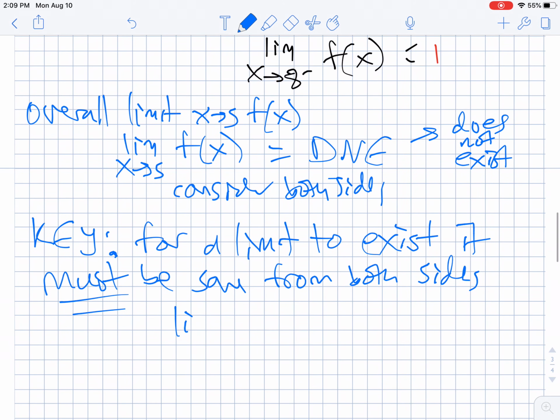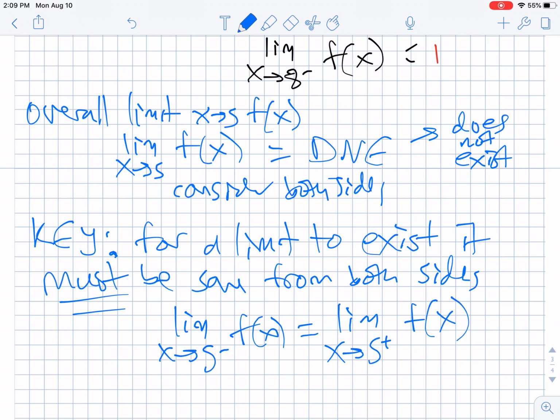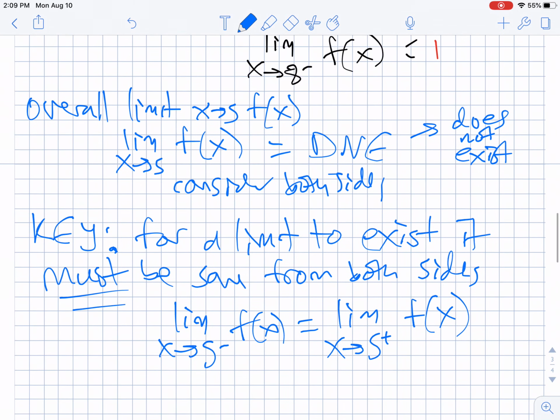So you must have that the limit as x goes to 5 from the negative side of f of x has to equal the limit as x goes to 5 from the positive side of f of x. And that's true for any kind of limit you're thinking about. It's got to match on both sides. Okay. Obviously, the real value doesn't matter. We just care about what happens on both sides. Okay, cool. So that's the idea of what's happening.